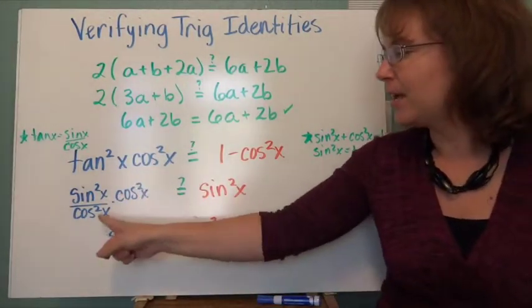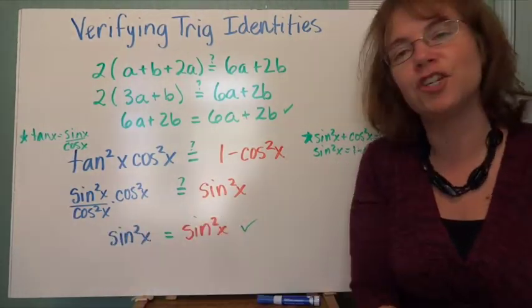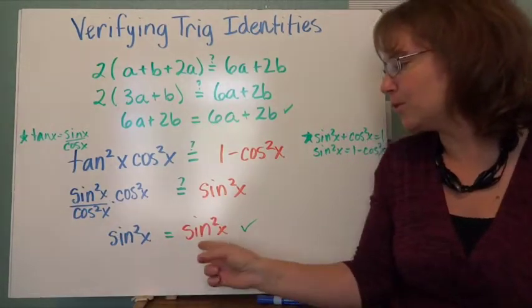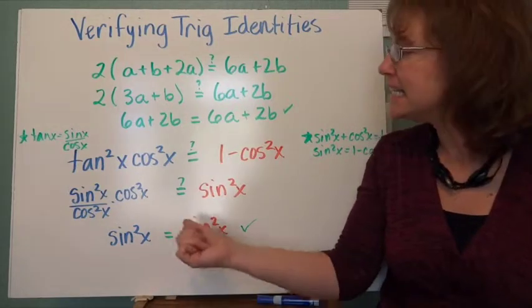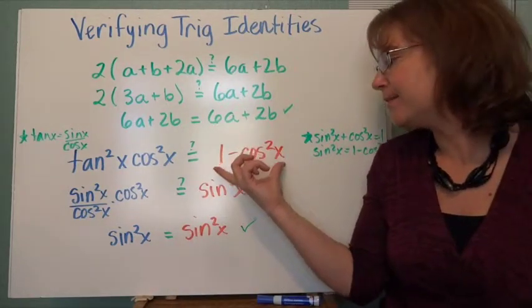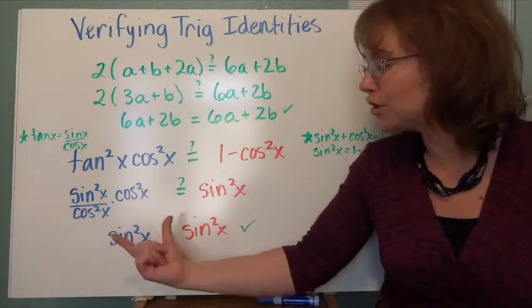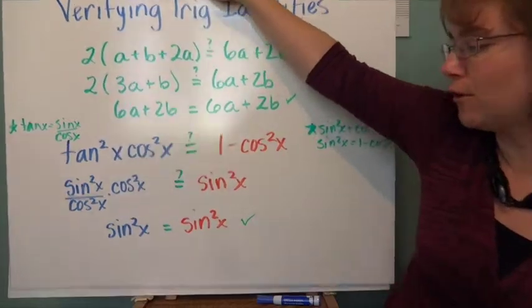Then I can go ahead and make a 1 here. I have cosine squared of x over cosine squared of x, which is just 1. And then I have sine squared of x is equal to sine squared of x. Both sides are identical. Sometimes you'll just leave one of the sides the same all the way down and only change one of the sides. But you can change either side. And there are multiple ways you can solve for these.